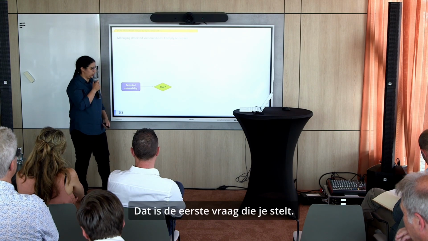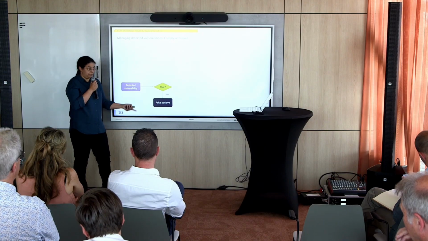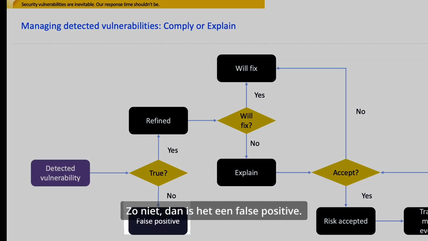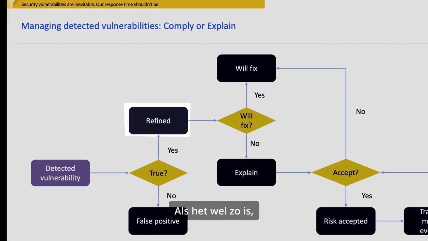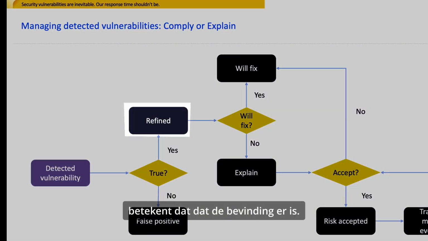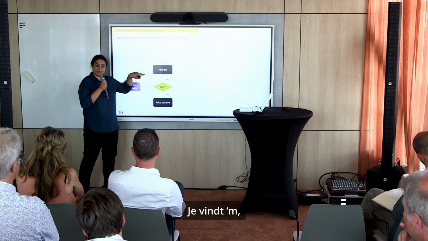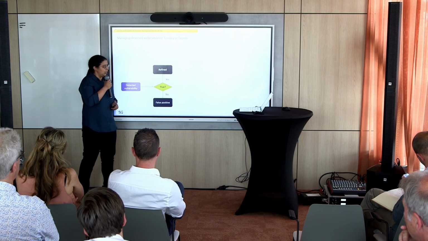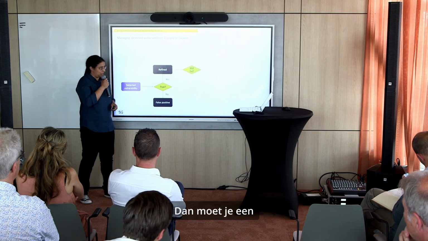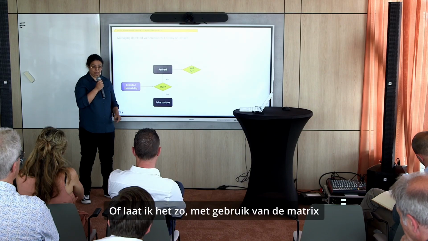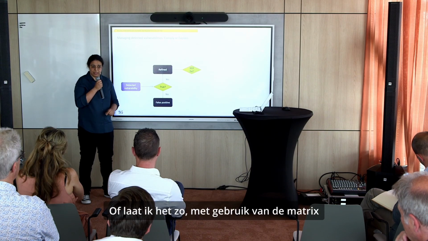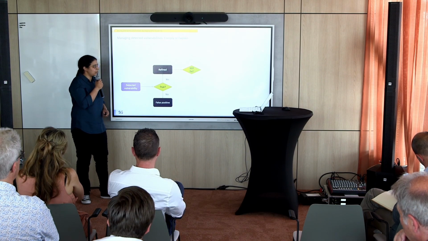That's like a first question you should ask. If it's not, then it's a false positive. You don't have to do anything, and you're lucky. If that's not the case, that means that the finding is there. You find it. It's defined. Then you have to make a decision. Do I fix it, or do I leave it as is, using the matrix that I showed you before?